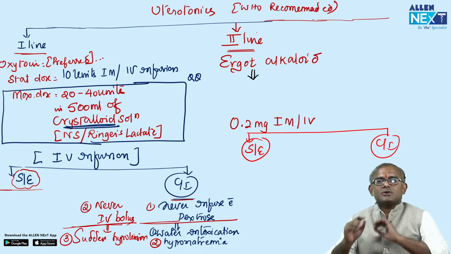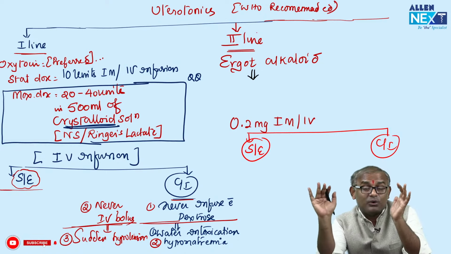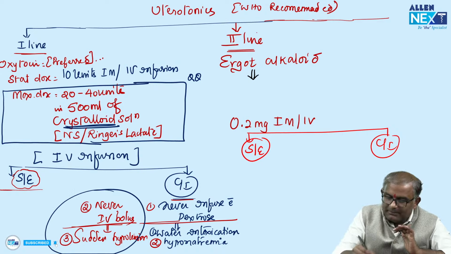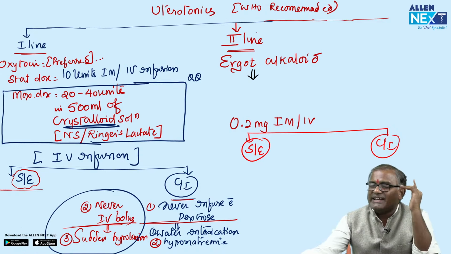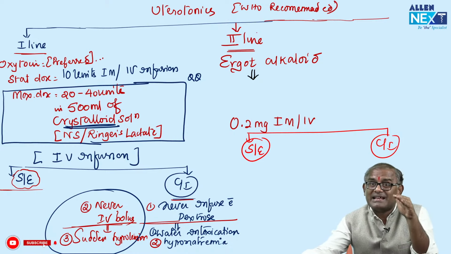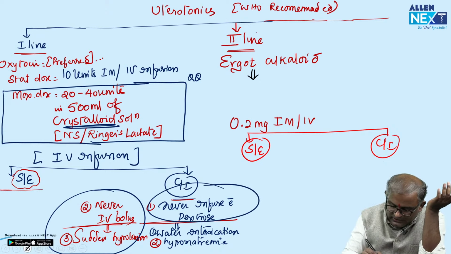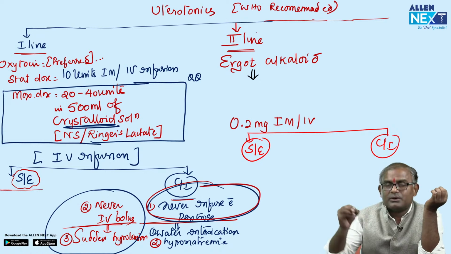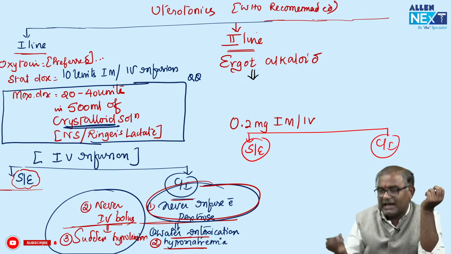So I told you, start dose 10 units IM or IV infusion, never IV bolus, as it causes sudden hypotension. Maximum dose 20 to 40 units in 500 ml of crystalloid solution, that is normal saline or ringer lactate. Never infuse with what, doctor? Dextrose, because it causes water intoxication and hyponatremia.